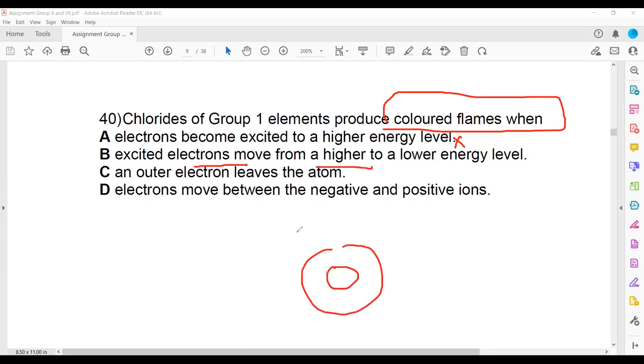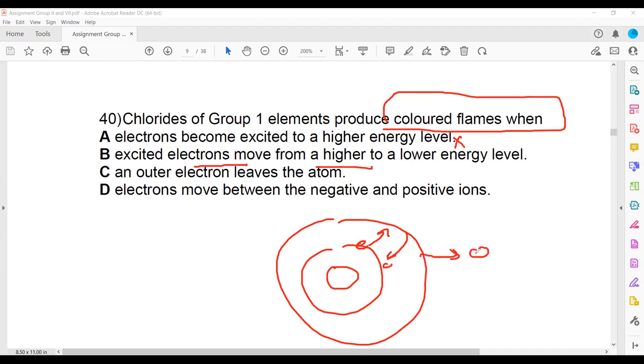So when we have the shells, when the electron jump from lower to higher, it is absorbing energy. But when it returns back, it releases energy, and that gives a specific color and specific energy that corresponds to the flame color. Sometimes, if the energy released is in the visible range, we'll see a specific color. If the energy released is not in a visible range, then there's no specific color. Like magnesium, aluminum, there's no flame color for them. So excited electron move from higher level to lower level, that is responsible for the flame color. So B will be the right answer.